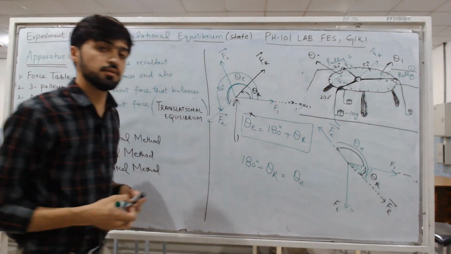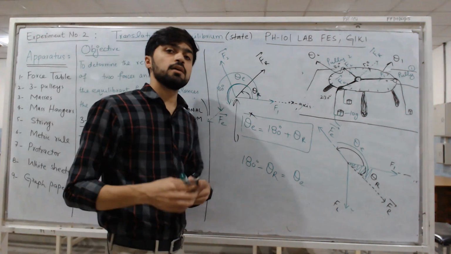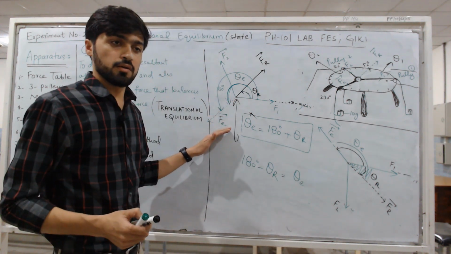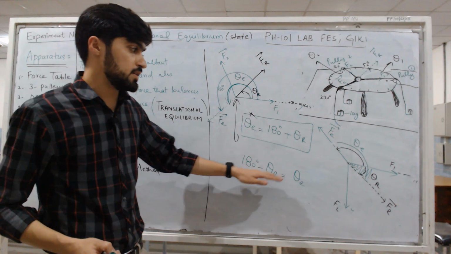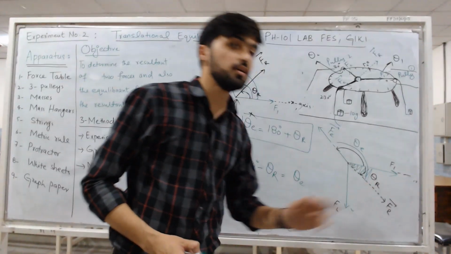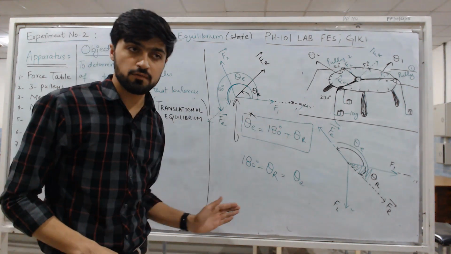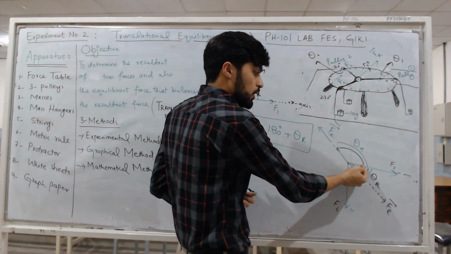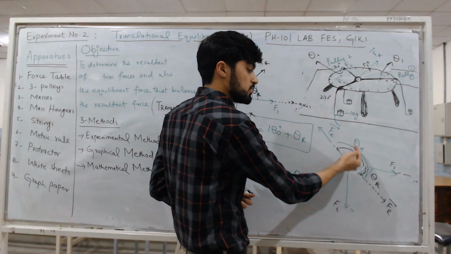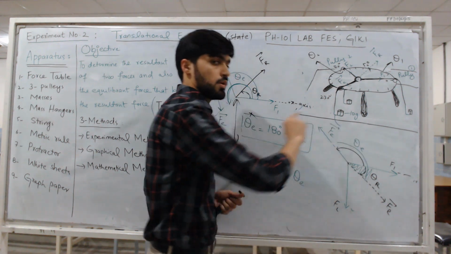So it depends on where our equilibrium force is. If it is in this quadrant, the third quadrant, then you will be using this one. If it is in this quadrant, you will be using this one. If it is here, then you will be using a different way, determining the angle with the positive x-axis in the anti-clockwise direction.